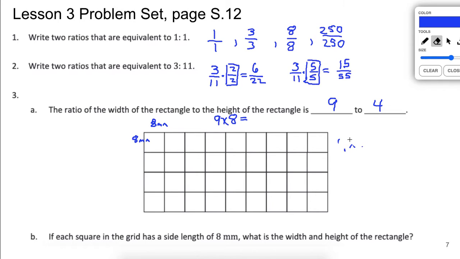So I'm actually going to write that up here. 9 times 8, because each square is equal to 8. So we have 9 times 8, and that gives us 72. And then here we have 4, and each one of those is 8, so we end up with 4 times 8, which would give us 32. Okay, so we would have a width of 72 millimeters and a height of 32 millimeters. And that's just an equivalent ratio. 72 to 32 is equivalent because we multiplied them both by the same thing. Okay, let's go ahead and close this out and go on to the next.